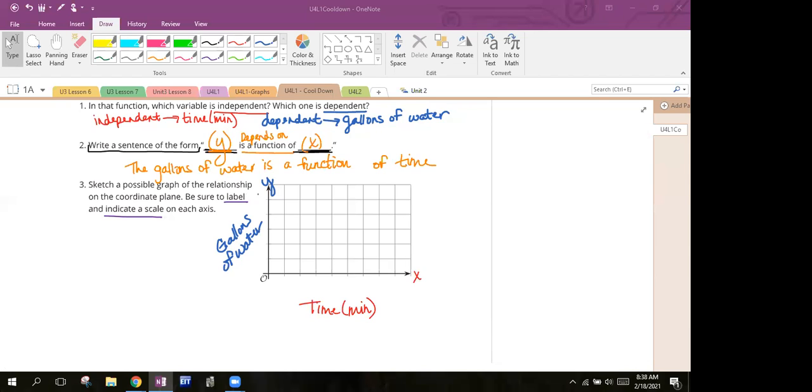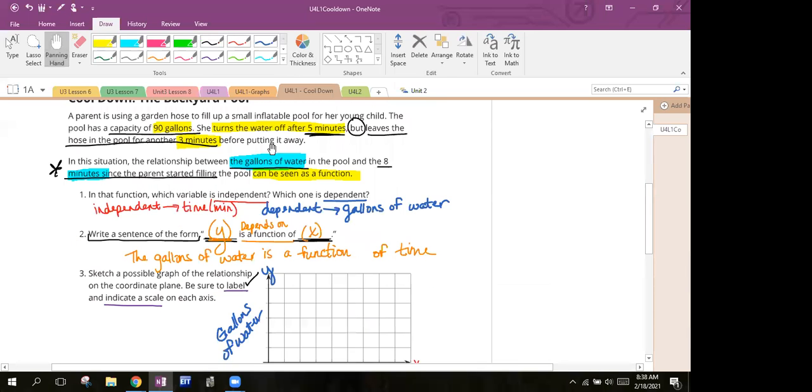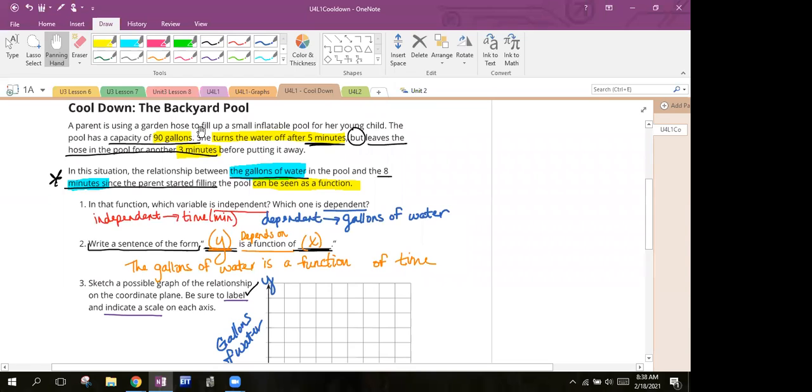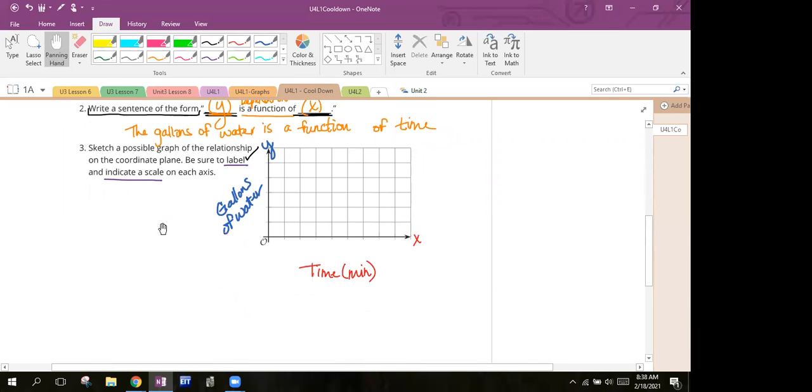Okay, so we have labeled it. Now we need to scale it. So we have time in minutes. How many total minutes took place in filling up this pool? She turns off the water after 5 minutes, but she leaves it in there for another 3 minutes. So how many total minutes are taking place? 8. So how could I count this to fit 8 minutes in this little section? There is enough to go by 1, so that's what I'm going to do.